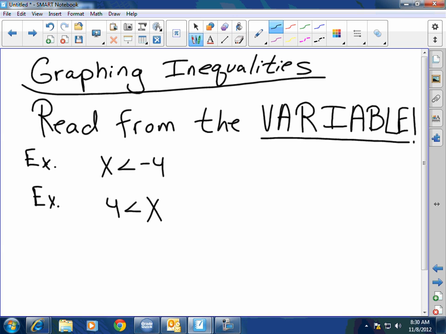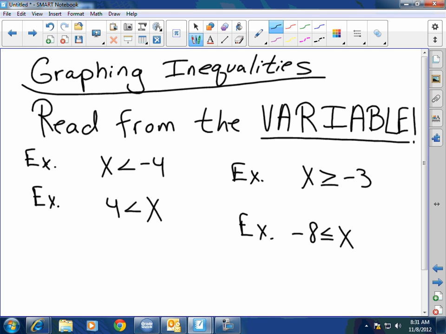Okay, we just had a 4 is, and that's not correct. It's from the variable. X is greater than 4. Very good. From the variable, guys. What is that one? From the variable. X is greater than or equal to negative 3. Great. From the variable. X is greater than or equal to negative 8.